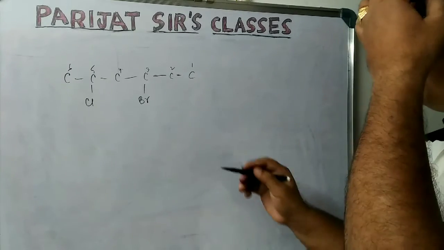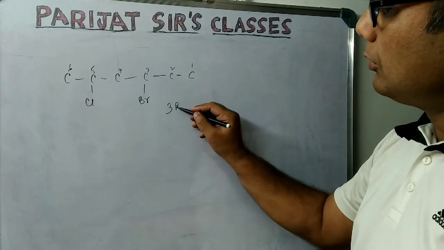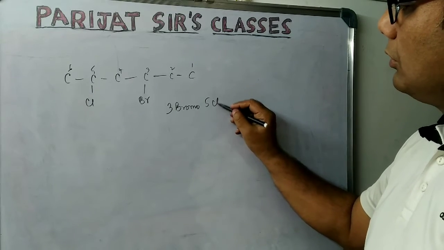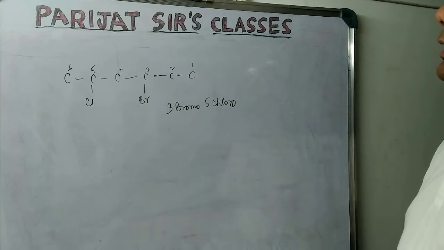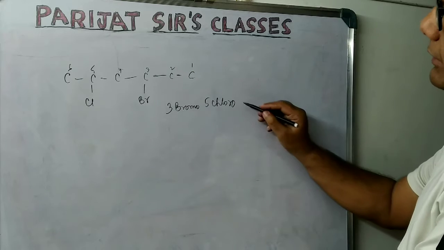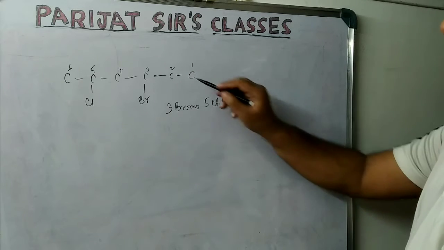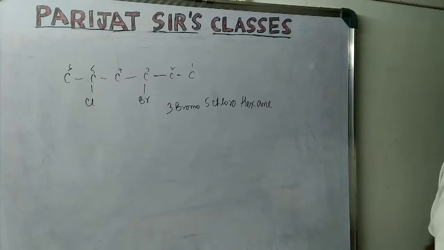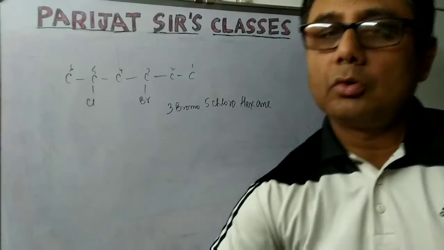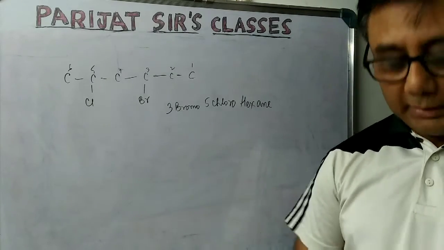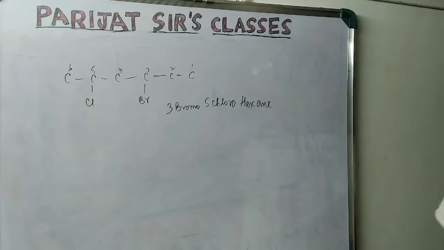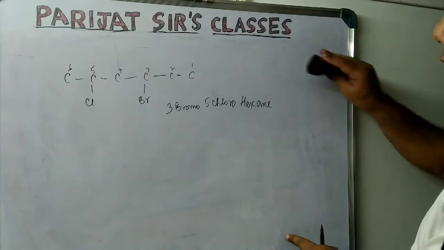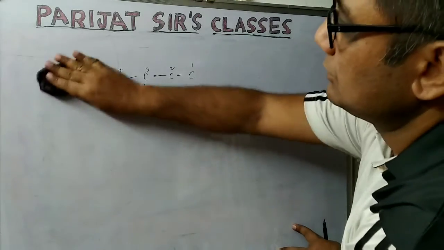So what will be the name of this? It will be the 3-bromo 5-chloro. 1, 2, 3. So this hex, and all carbon atoms got single bond. So this will be the name: 3-bromo 5-chloro hexane. This will be the name of this compound. Here we are seeing that chlorine and bromine are attached, so preference will be given to the bromo as the lowest position.